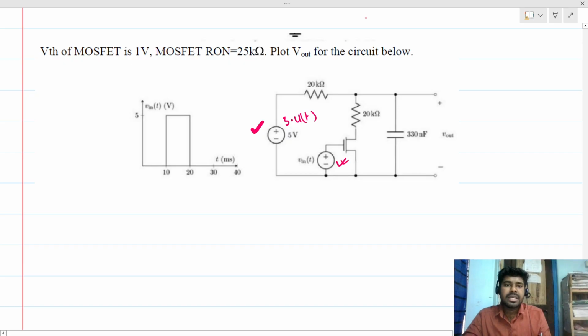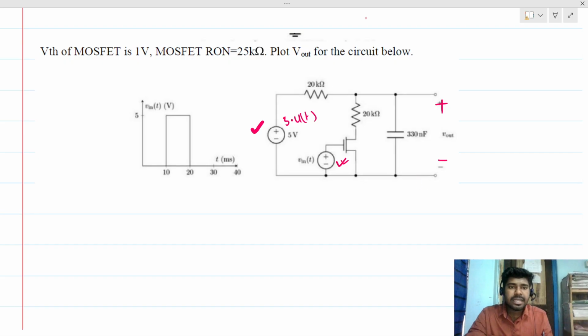This is the Vin, and you may consider these two nodes. So this is our V output. There is no ground here, right? There is no zero potential here. So you may use it as zero potential, or you may use it as a normal terminal. As there is no ground present, we will solve accordingly.